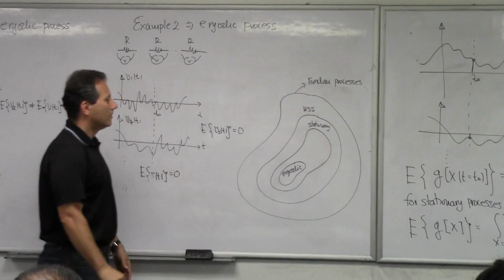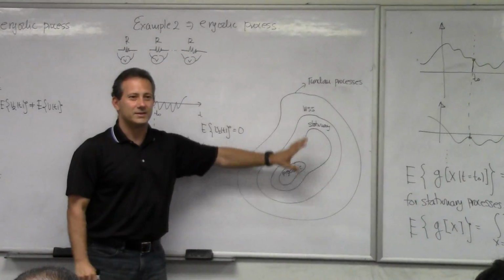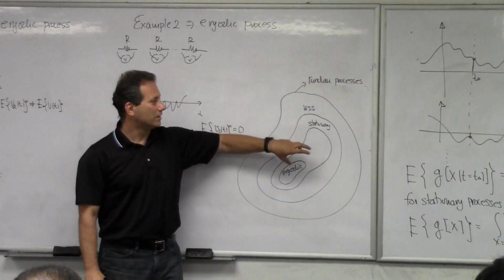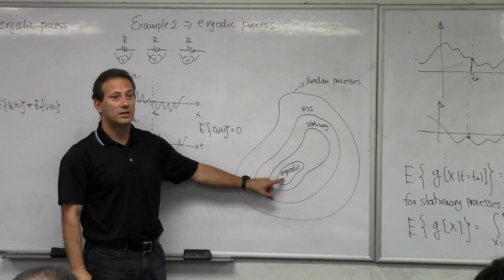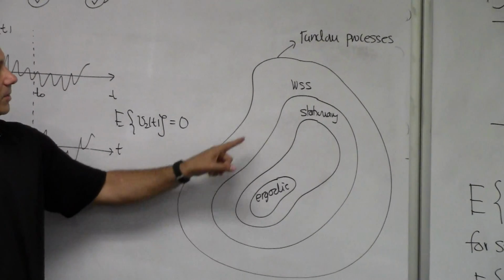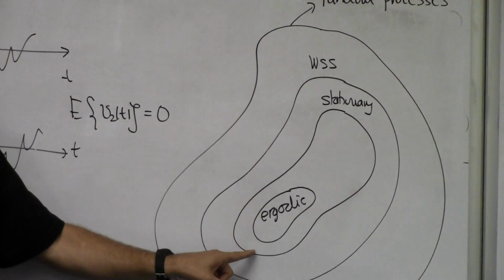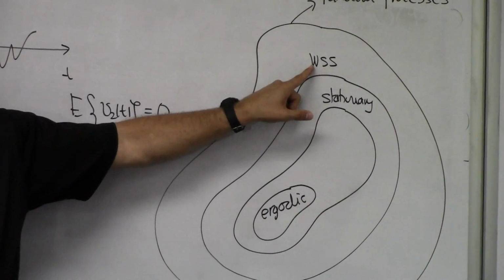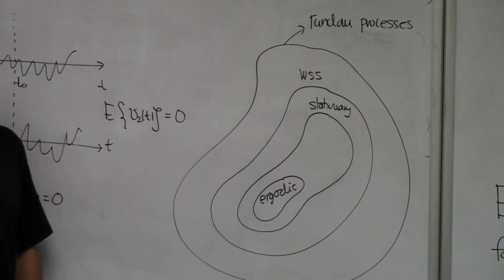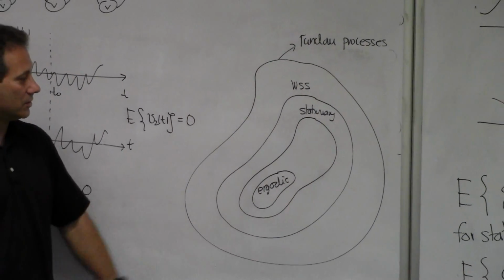Now, this scale here is arbitrary, but what is important to realize is the relationship. If the process is ergodic, it is automatically stationary, it's wide-sense stationary. But if the process is stationary, or wide-sense stationary, it doesn't have to be ergodic, right? So realize this relationship.